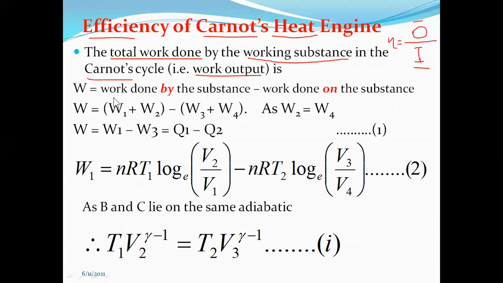So here W is equal to work done by the substance minus work done on the substance. Okay, note that work done minus work done, but work done by the substance and work done on the substance. Okay, so these two words, by and on, are important in work done. Okay, so here work done by the substance means total work done W is equal to W1 plus W2. Okay, can you tell me what is W1?